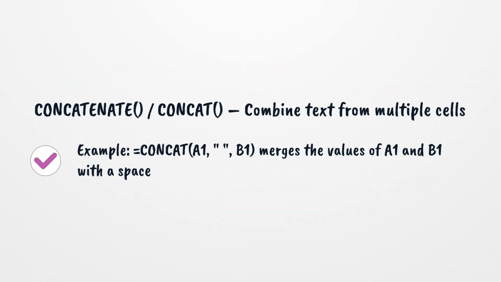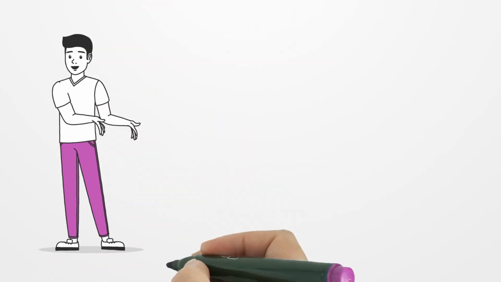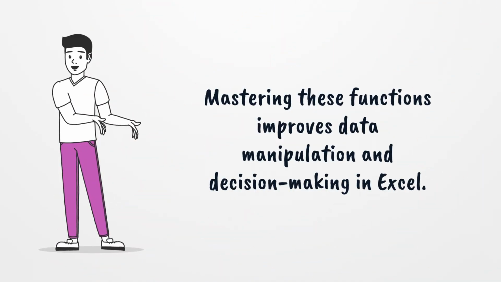CONCATENATE / CONCAT combines text from multiple cells. Example: =CONCAT(A1, " ", B1) merges the values of A1 and B1 with a space. Mastering these functions improves data manipulation and decision-making in Excel.